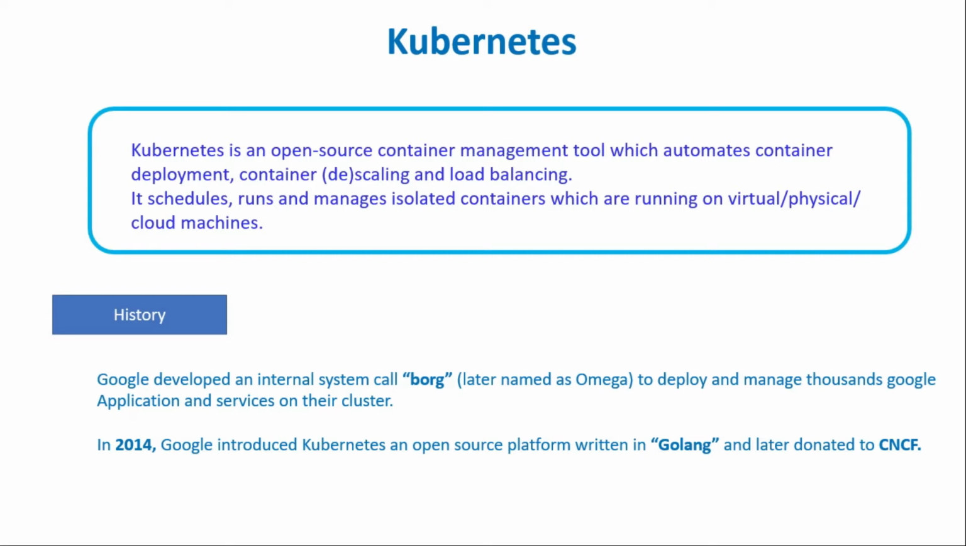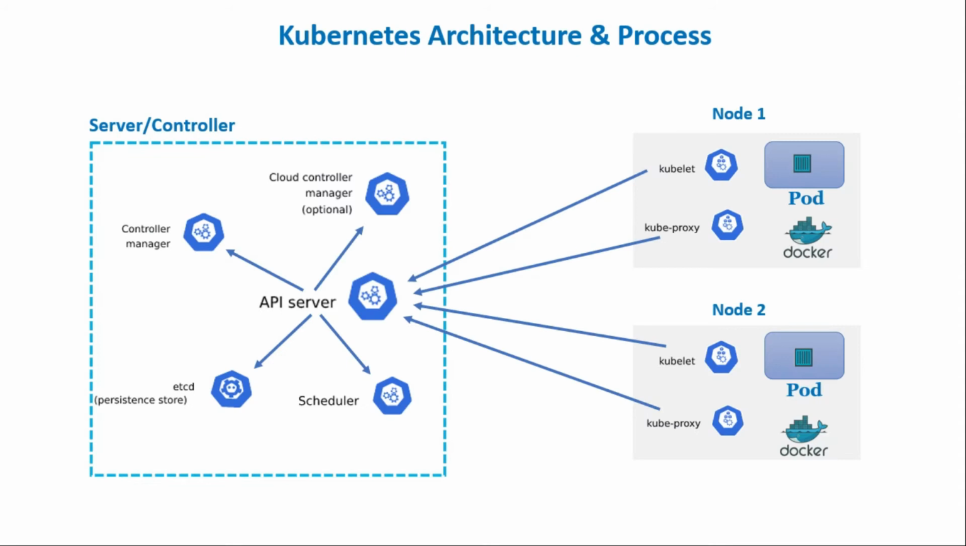So let's move on to the architecture of Kubernetes. In this architecture, one part is the server, the controller, and the second part has two nodes: node 1 and node 2. When we use Kubernetes, everything is managed by the API server. Whatever you have to do, you call the API server, and it distributes the work according to the requirement.